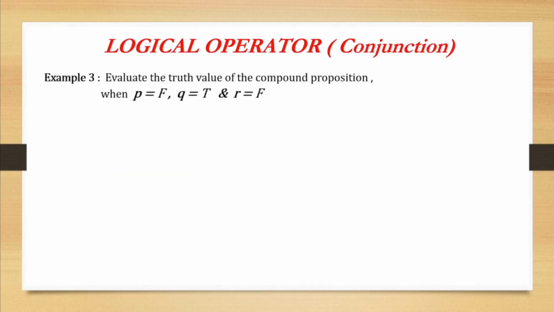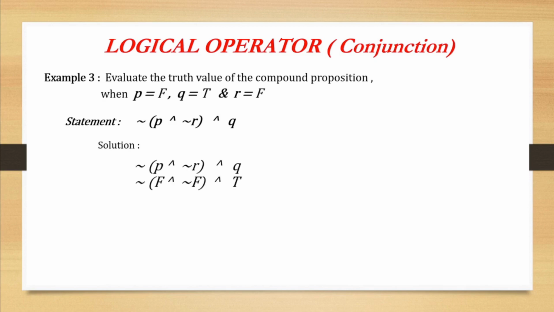Example number 3. Evaluate the truth value of the compound proposition when proposition P is false, proposition Q is true, and proposition R is false. The statement is the negation of the quantity P and negation R, and Q. So what are we going to do? We are going to plug in the truth values for P, Q, and R respectively. Then we have the negation of the quantity F and negation F, and T.